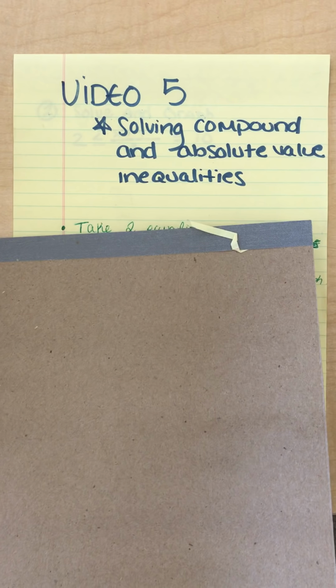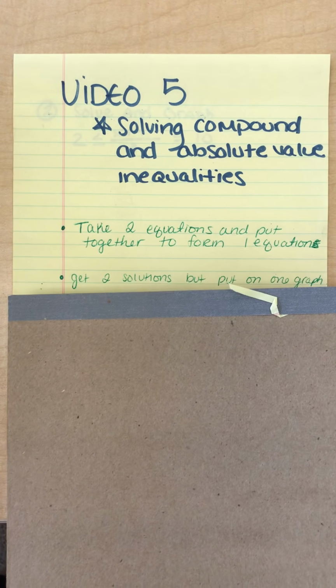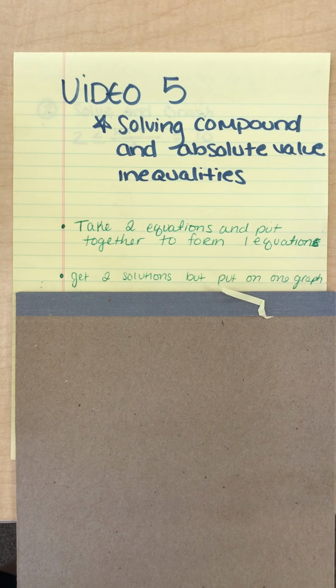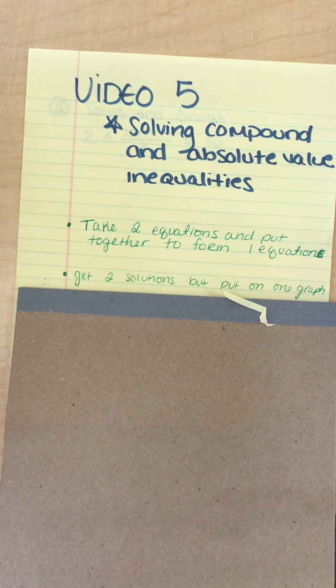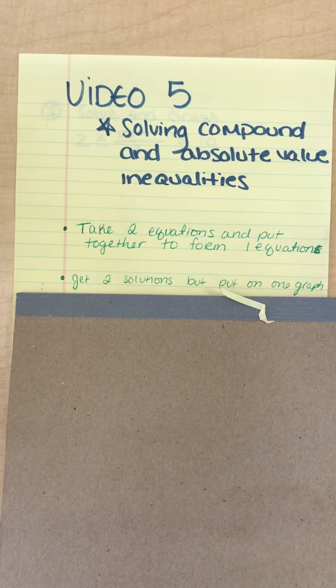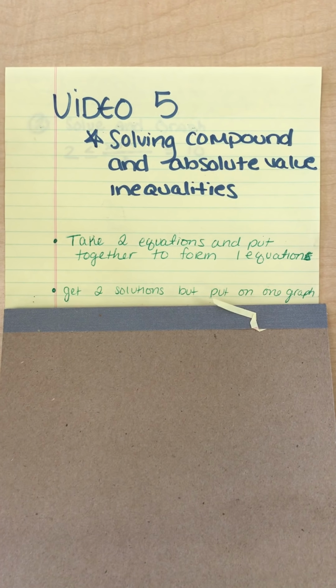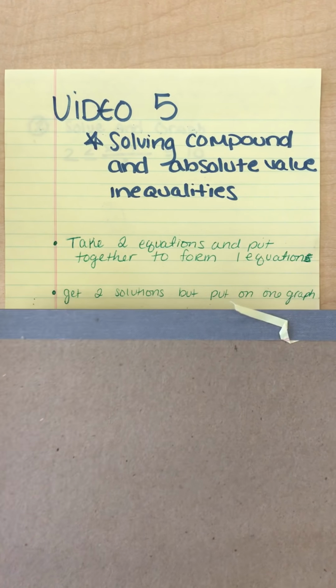Today's topic is solving compound and absolute value inequalities, and then we're going to graph them. So let's get started. When we're talking about a compound inequality, we're taking two inequalities and putting them together to get one. That's kind of the gist of what you're going to be given. Then we're going to get two solutions and put them on a graph after we solve them.